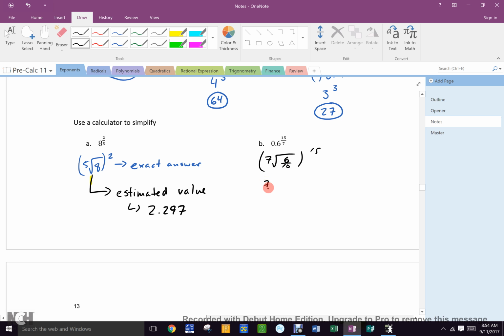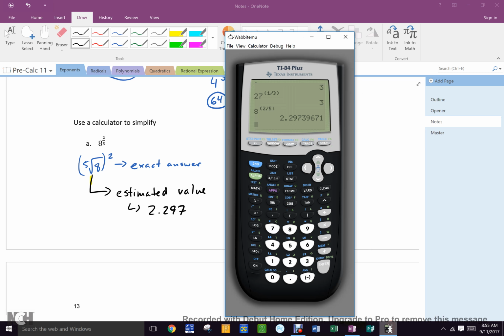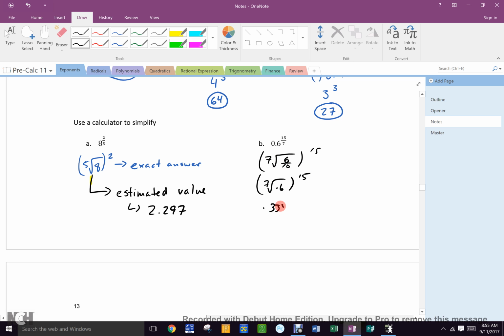Yep. You could also write 7.6 to the 15th. And the last thing you could do is give me the estimated value. How are you going to put that into your calculator? Same way we've done it all the way along. 0.6, exponent button, bracket, 15 divided by 7, close bracket. Does anybody have a value for that? Pardon? 0.335. Thank you, Sid Paul. 0.335. Everybody good?